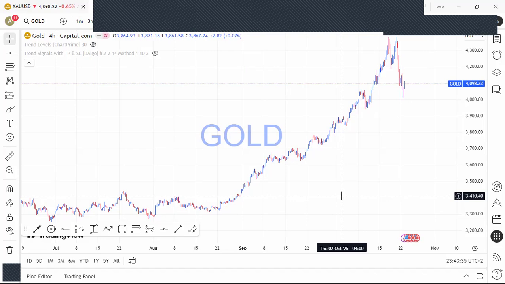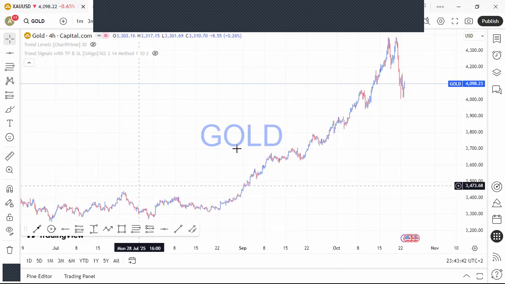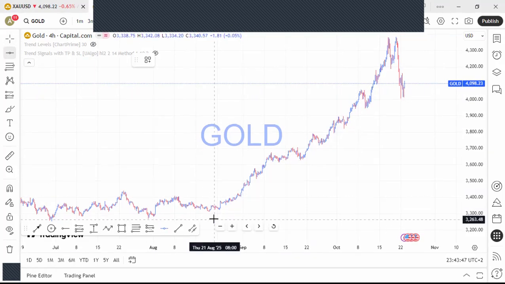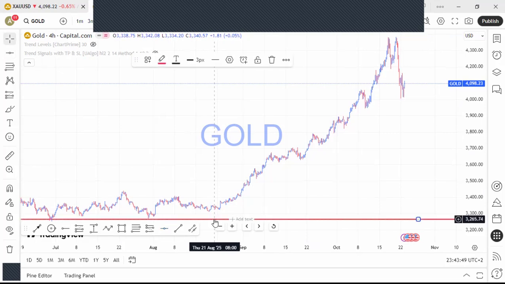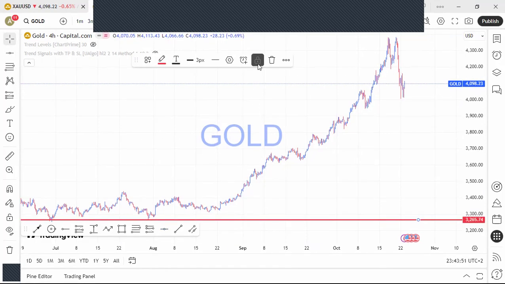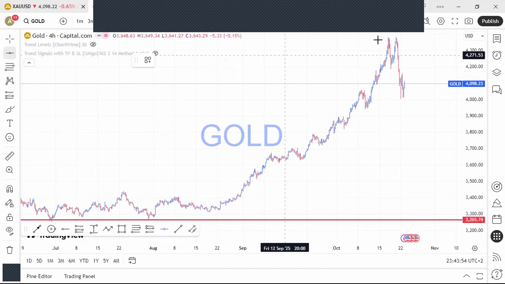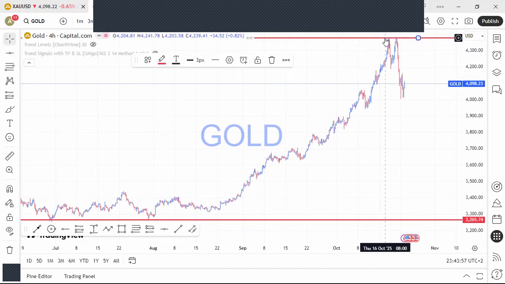So today we'll be analyzing gold. As you can see, gold has been pushing to the upside. So what we'll be looking for is our lowest point and our highest point. This will be our lowest point. Always make sure that your lowest point is locked. Then we'll look for our highest point. That's our all-time high on gold. We lock it.